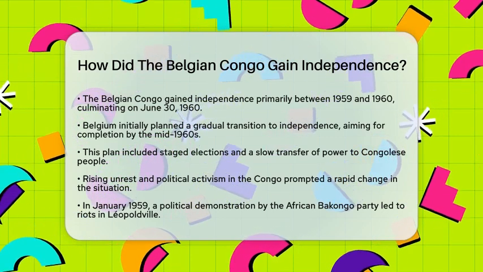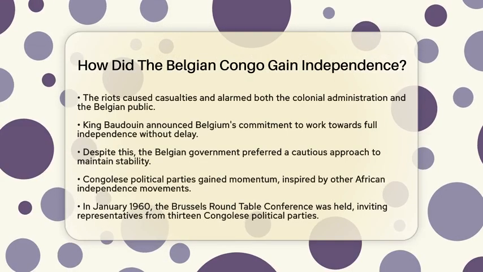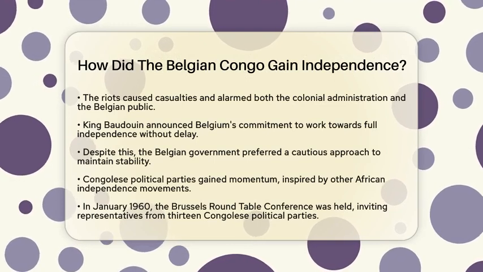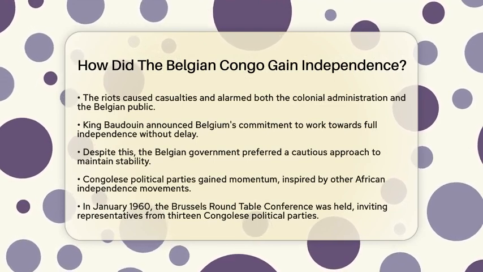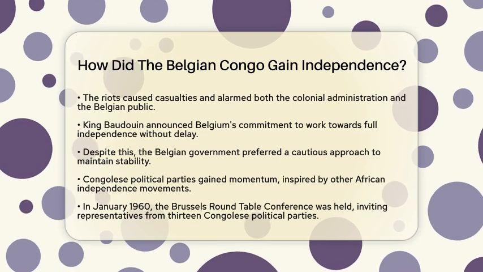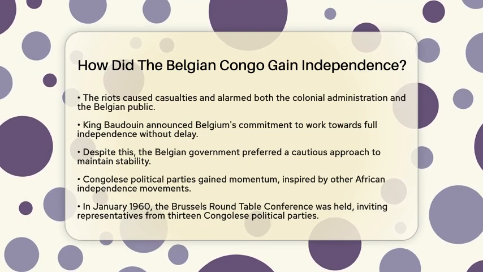In January 1959, a political demonstration organized by the African Bakongo Party in Leopoldville turned into riots. This violent outbreak caused many casualties and alarmed both the colonial administration and the Belgian public. The unrest highlighted the urgent need to address the Congolese demands for independence.